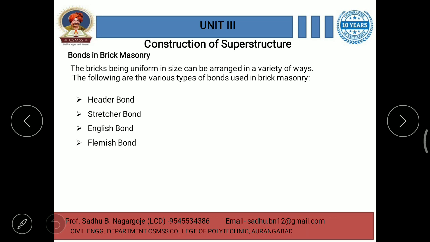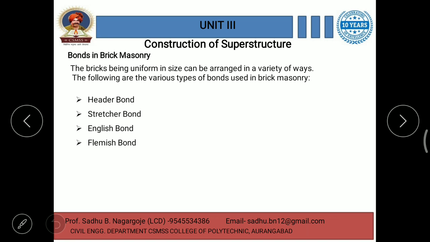Hello, let's begin with bonds in brick masonry from the construction of superstructure. So, the bricks being uniform in size can be arranged in a variety of ways. We have already studied the different important terms used in brick masonry and the standard size of brick masonry.